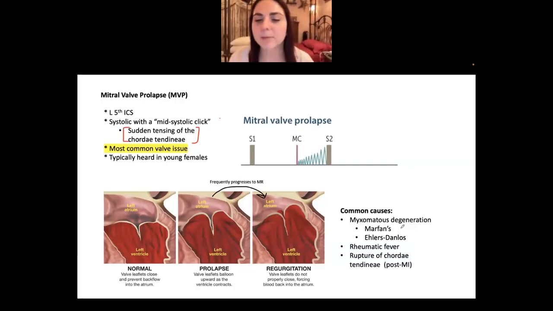Rheumatic fever can cause MVP. Again, rupture of the chordae tendineae post MI, kind of the same idea. Maybe it's a small MI, so it's only causing a prolapse rather than a really big MI that's causing that regurgitation right off the bat. And again, young female athlete, that's going to be your mitral valve prolapse.